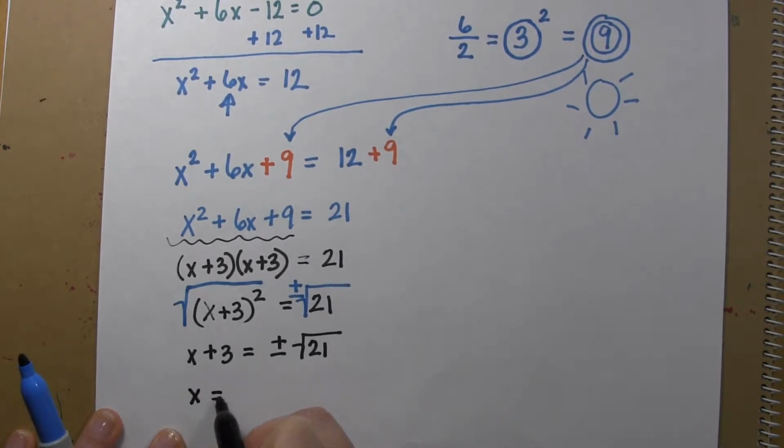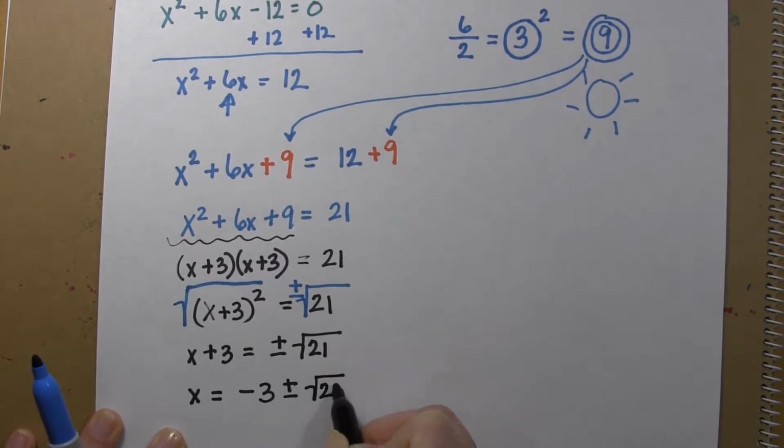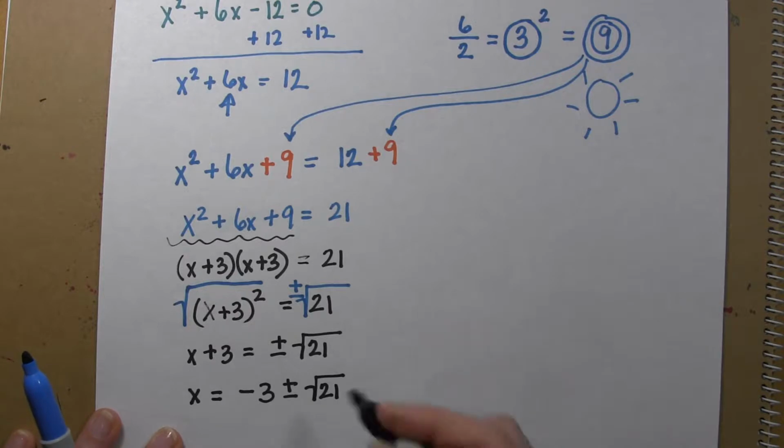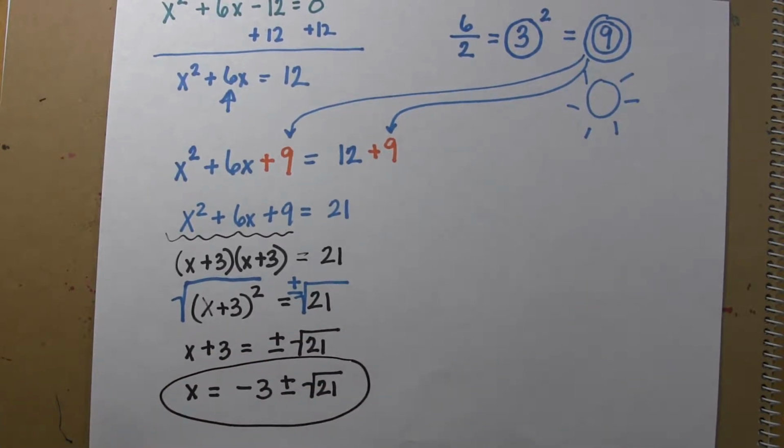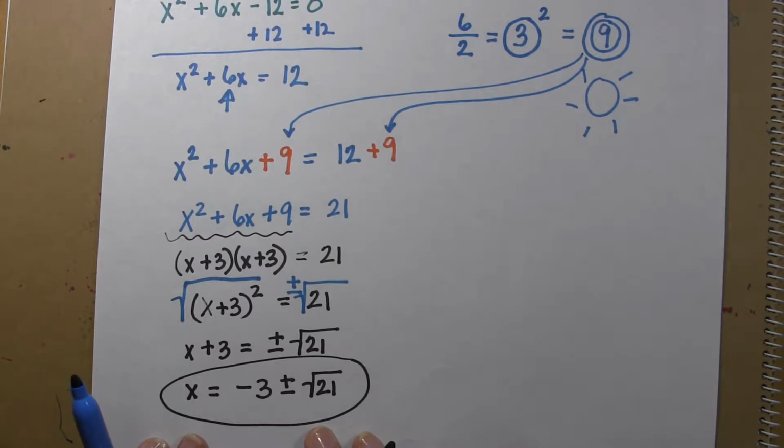So x is going to equal negative 3 plus or minus the square root of 21. I just double check to make sure that I can't break that down, and I can't. So this is my answer. Wow. Okay, so we got a very funky looking answer here, but we didn't have to use the quadratic formula. That is the whole purpose of completing the square.